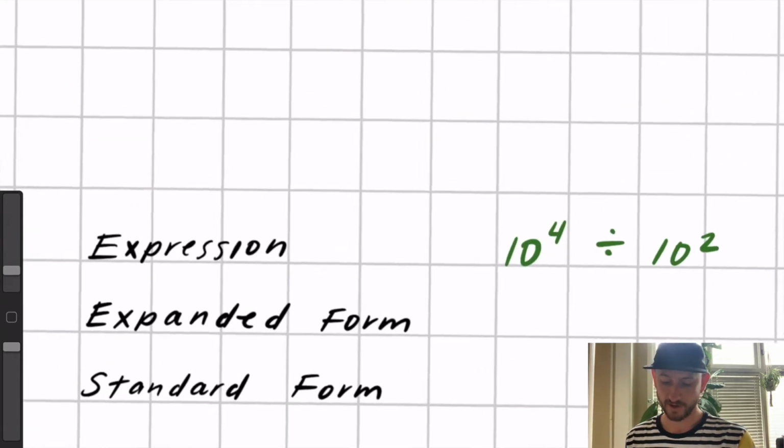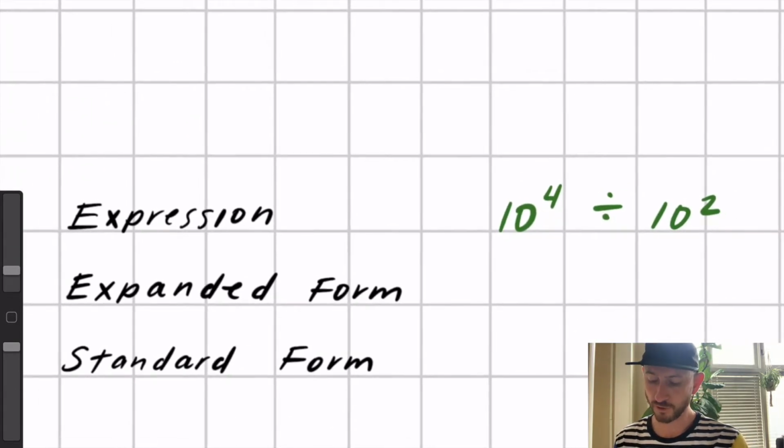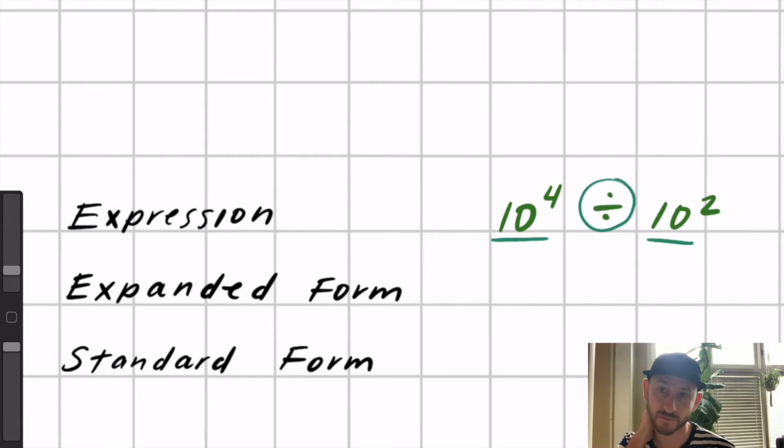Here's an example of what I'm talking about. We have two powers. One of them is 10 to the fourth, the other is 10 squared. They both have the same base of 10, and they're being divided. That's what allows us to use this rule that we're going to learn today.